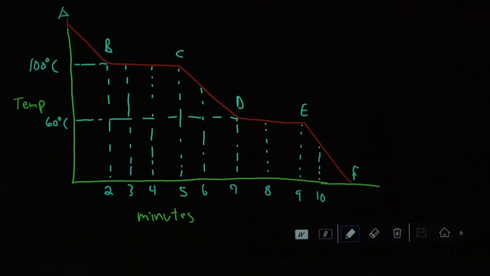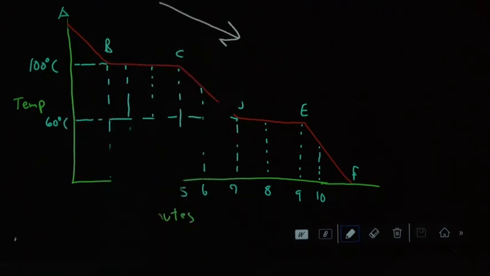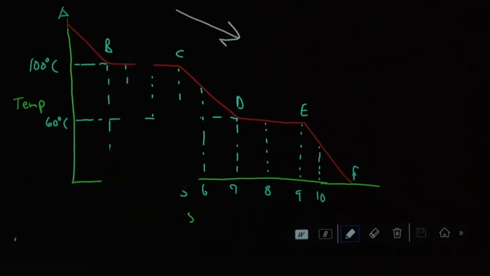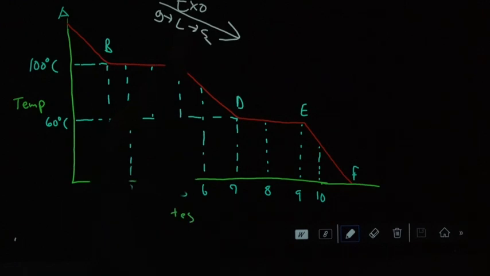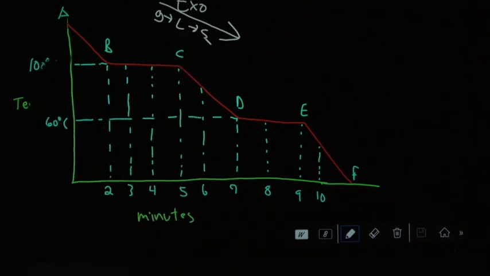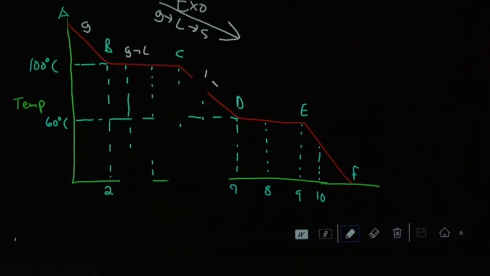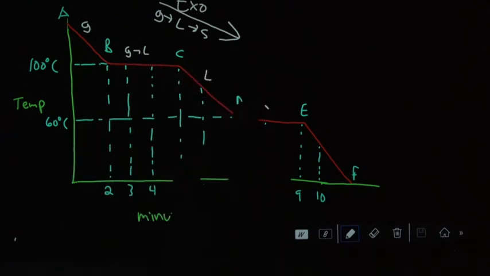So this is obviously a cooling curve, and it goes like this. And since it's a cooling curve, it's giving off heat energy, so it is exo. And it's going from gas to liquid to solid. Going down, this is all gas, this is gas to liquid, this is liquid to solid, and this is pure solid.